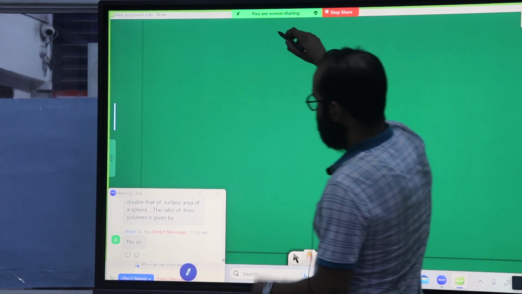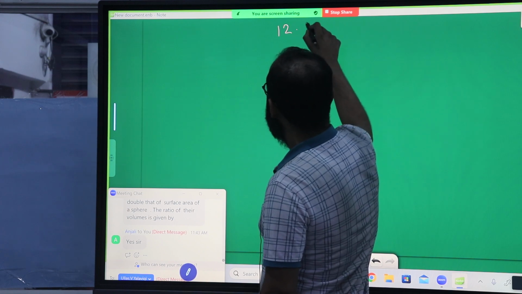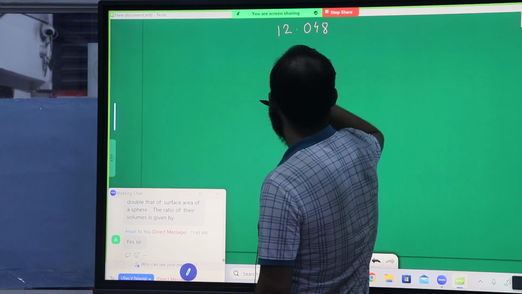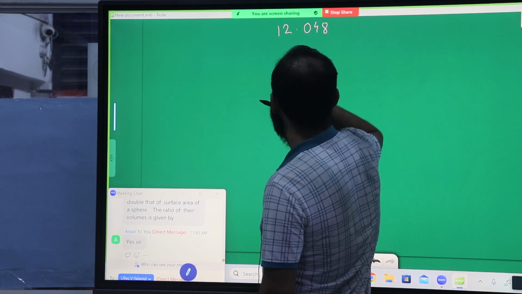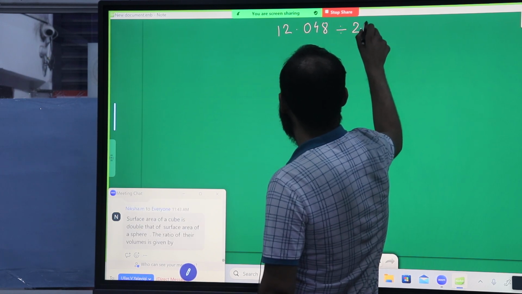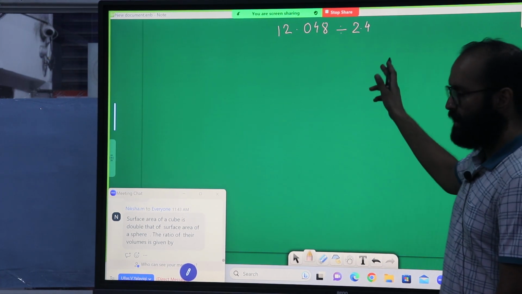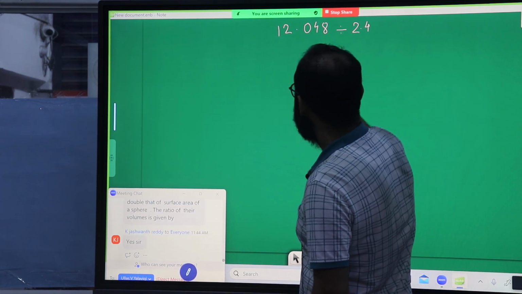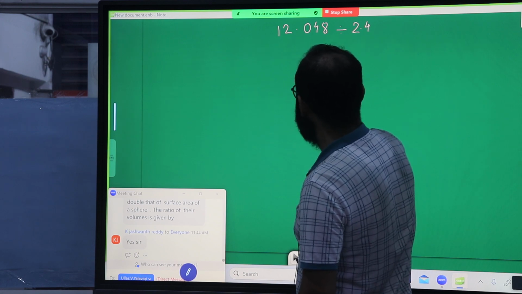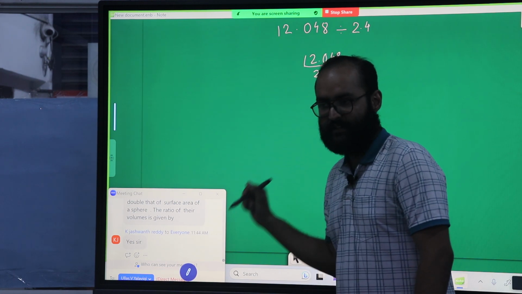Okay. See here, in division of decimals, suppose you have something like this: 12.048 divided by 2.4. You have to find the answer. So how to find it? We can write this as 12.048 by 2.4.